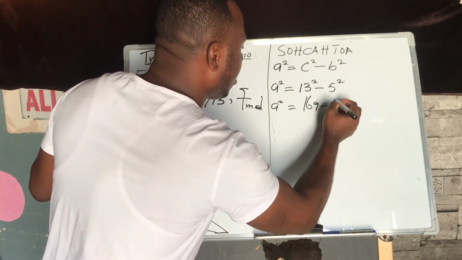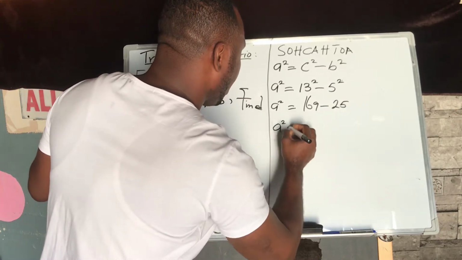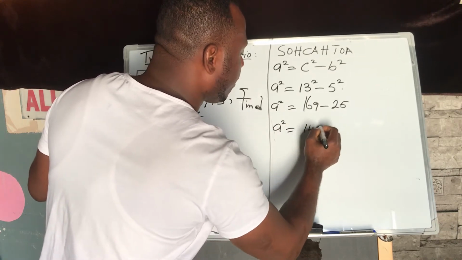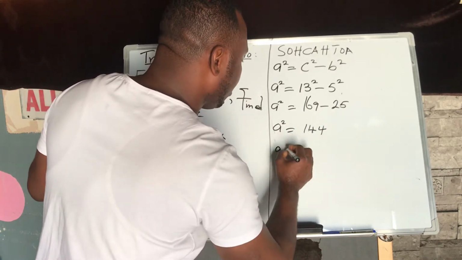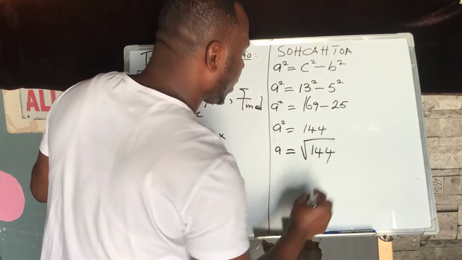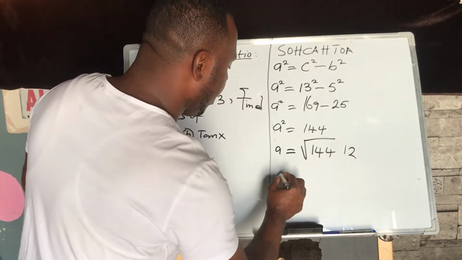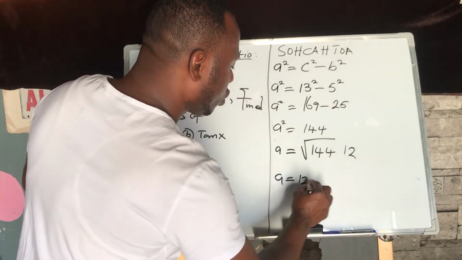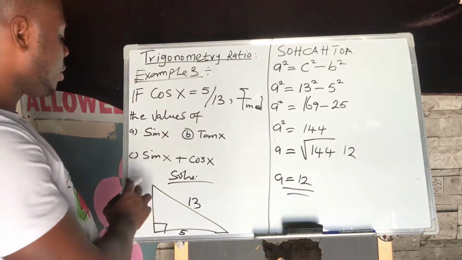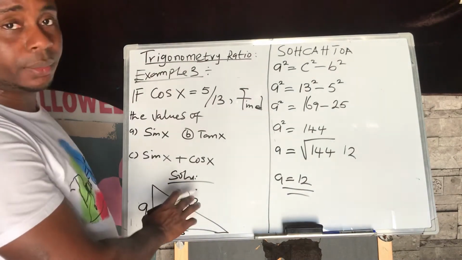A square equals 13 square, which gives 169, minus 5 square, which gives 25. A square equals 169 minus 25, which gives 144. Now a alone equals the square root of 144, which is 12. Now we have gotten this side to be 12. So from here we can find the values of a, b, and c.